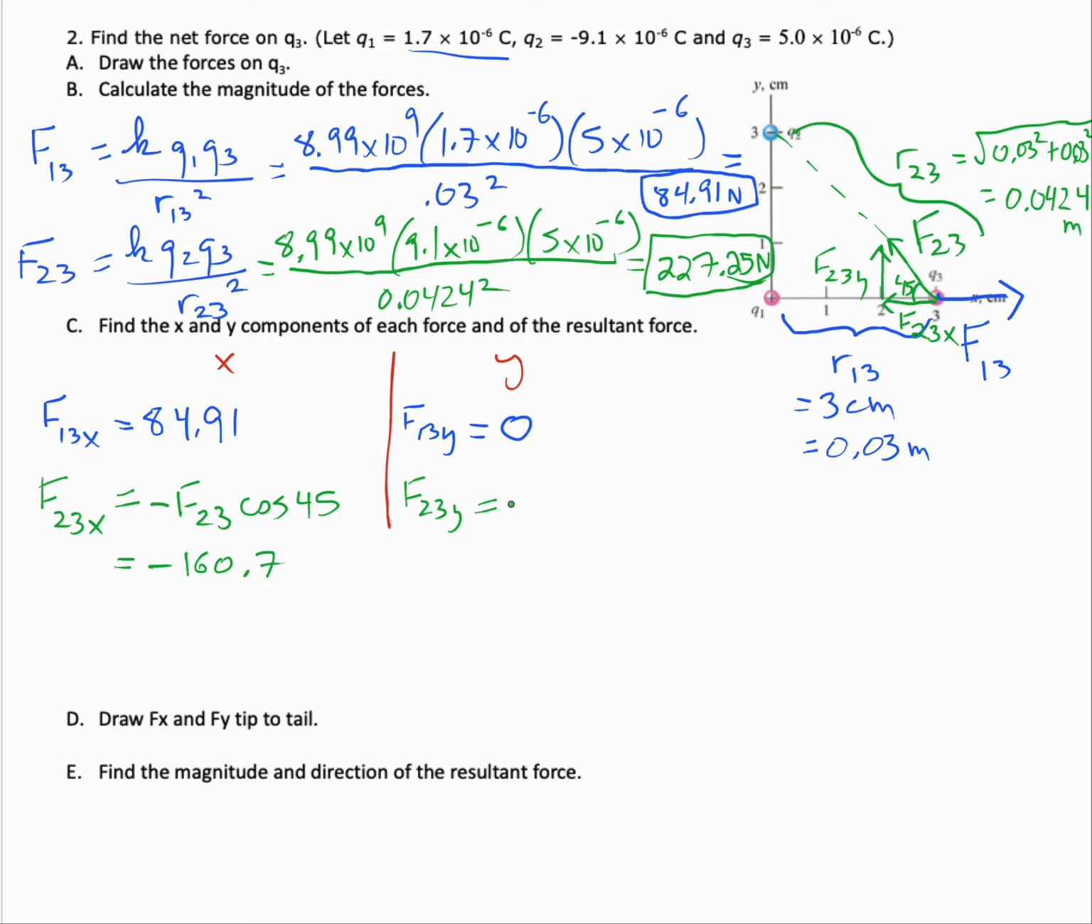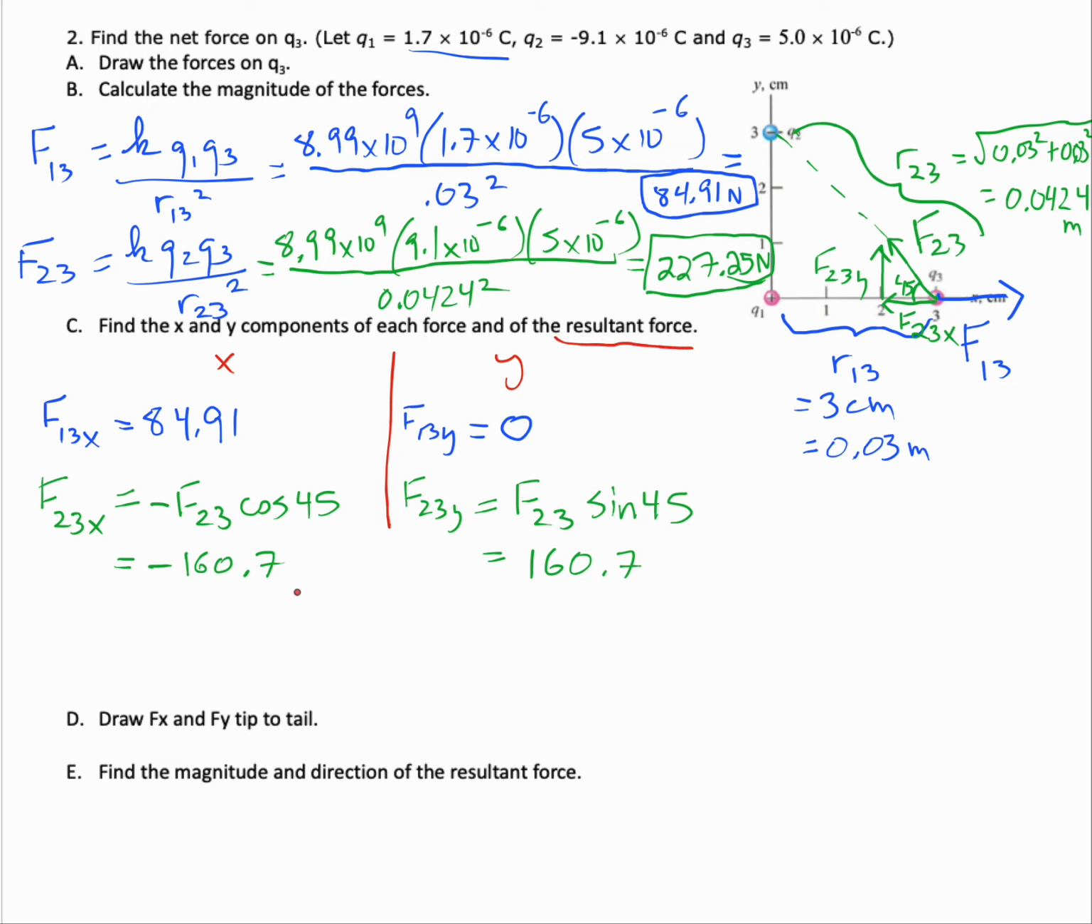And then F23y, that component is opposite the angle, so it's going to be the hypotenuse, F23, sine of 45. And we're going to get the same value, 160, but it's positive, since cosine and sine of 45 have the same value. So we have found the x and y components of each force. Now we need to go ahead and find the x and y components of the resultant force.